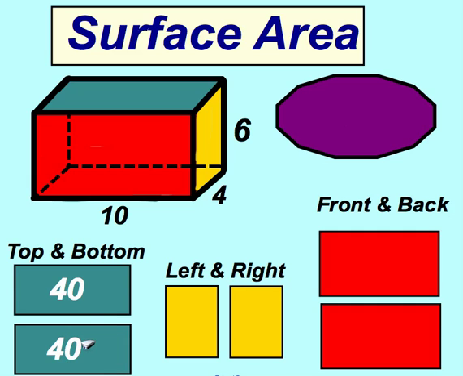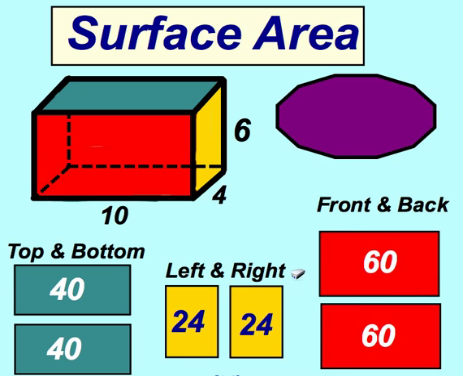Now when I look at my side faces here, they have the dimensions 4 by 6. So now 4 times 6 is going to give me 24 for each of these. And last but not least, I have my rectangle in the front and the back. They have the dimensions 10 by 6. So then 10 times 6 is going to give me 60 for the front, and then 60 for the back.